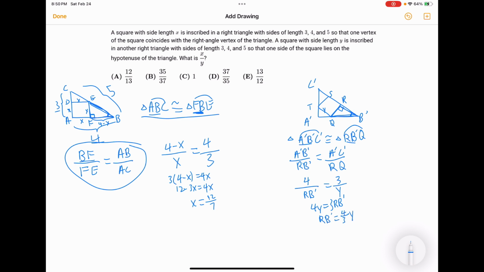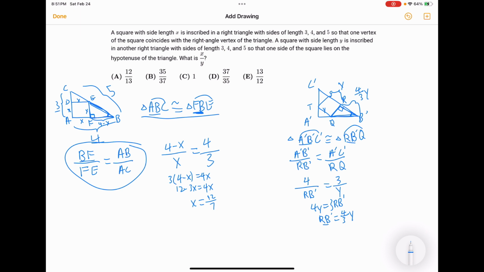Right now we can't figure out what y is because we have another variable that we don't know, RB'. My thought process is that we have figured out what RB' is in terms of y. So this segment right here is 4 over 3 y. And then this segment is y, as we already know. And we already know the length of C'B'. That is 5 because it tells us that in the question.